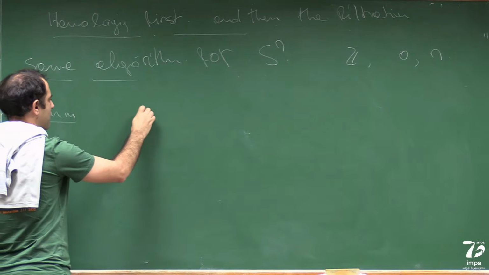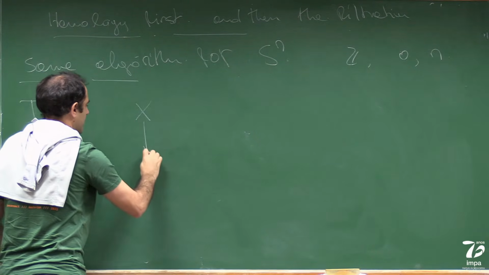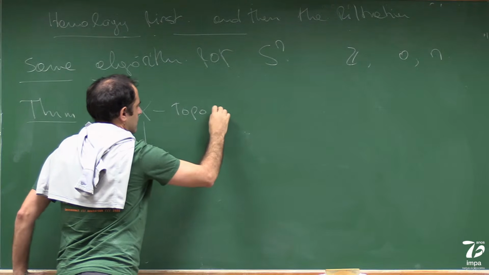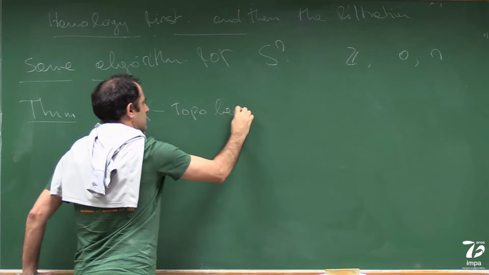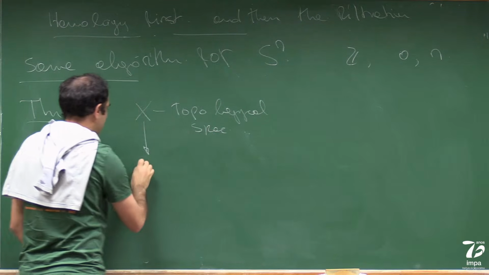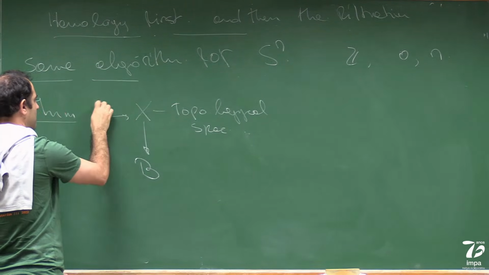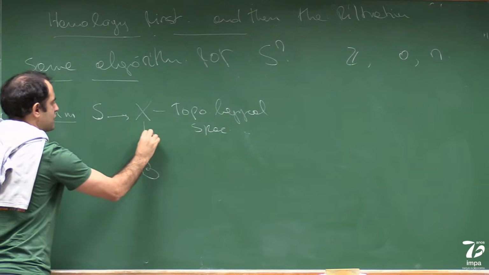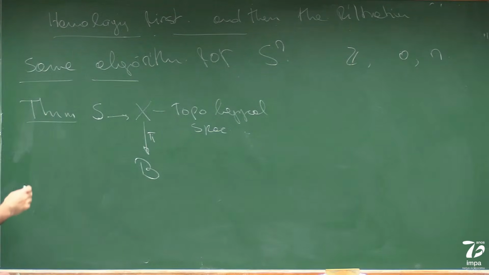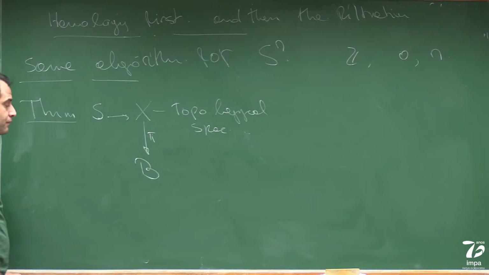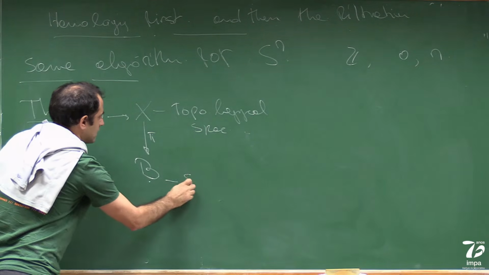So suppose that you have a manifold X, a topological space, that maps over a base and it has a fiber S. So this is a surjection, this is a fibration, and the fibers of this map are all homeomorphic to S. And the base is simply connected.